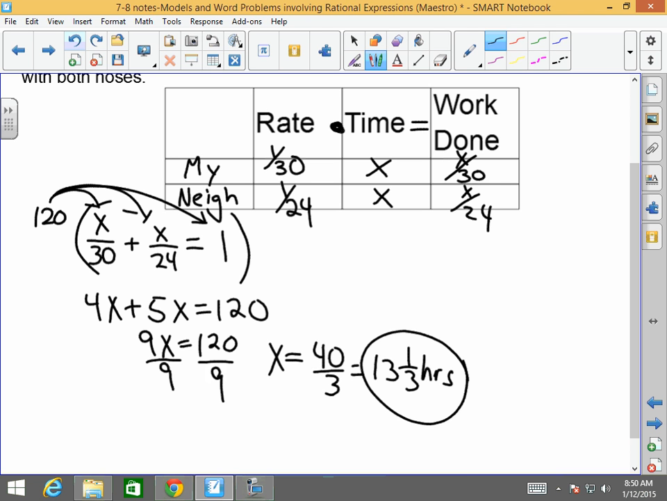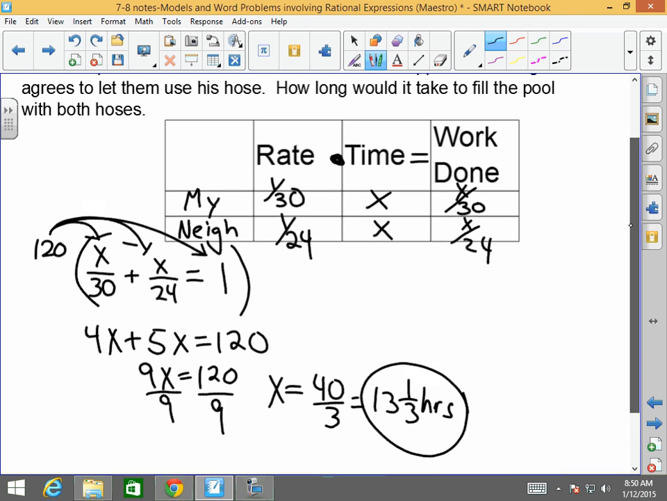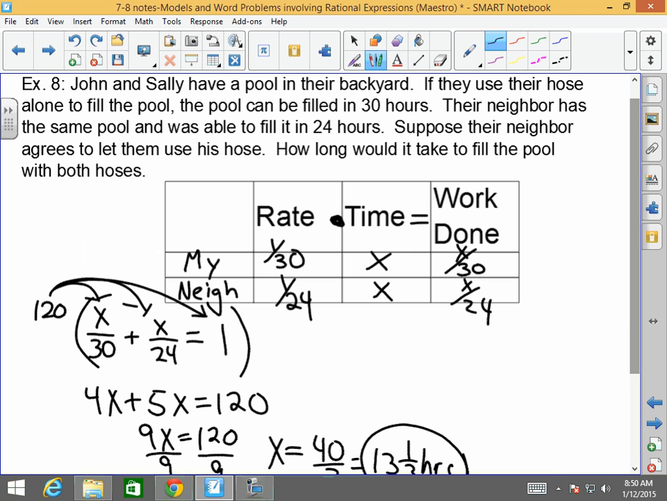Does this make sense, guys? This type of problem is when you're working together. Okay? This is when you're working together. You feel me? Okay.